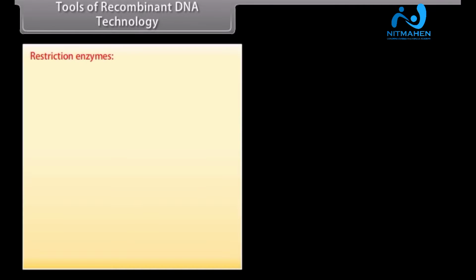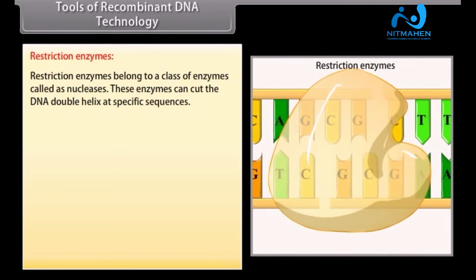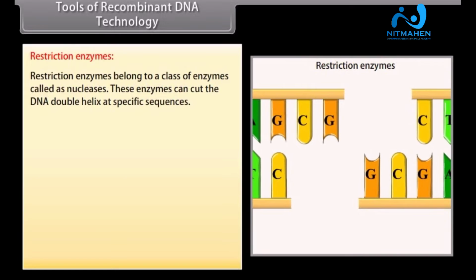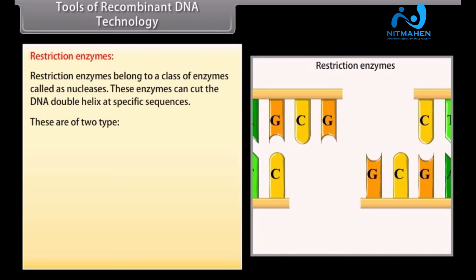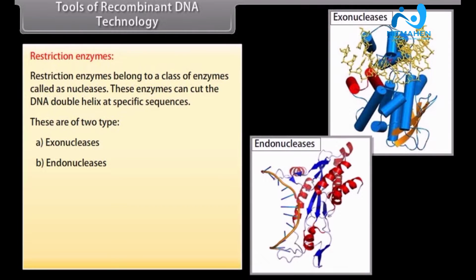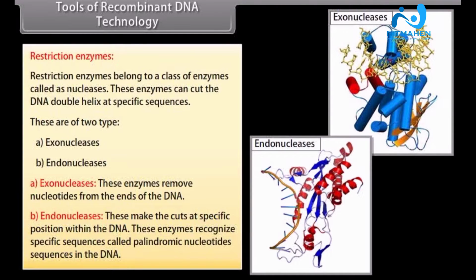Tools of recombinant DNA technology. Restriction enzymes. Restriction enzymes belong to a class of enzymes called nucleases. These enzymes can cut the DNA double helix at specific sequences. These are of two types: exonucleases, endonucleases. Exonucleases. These enzymes remove nucleotides from the ends of the DNA. Endonucleases. These make the cuts at specific position within the DNA.